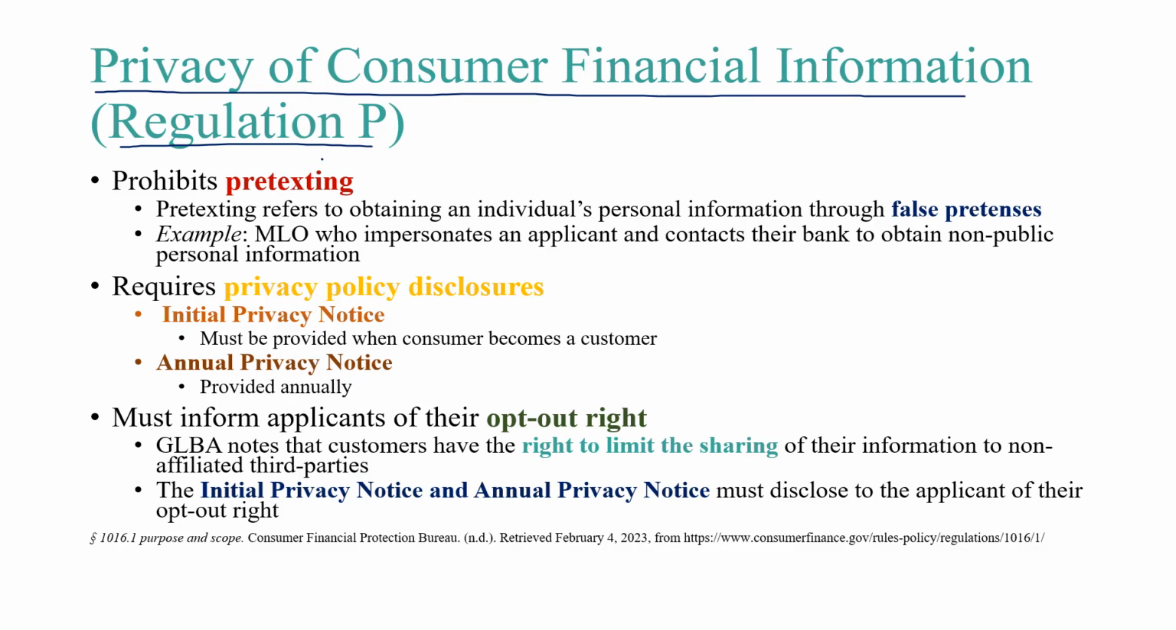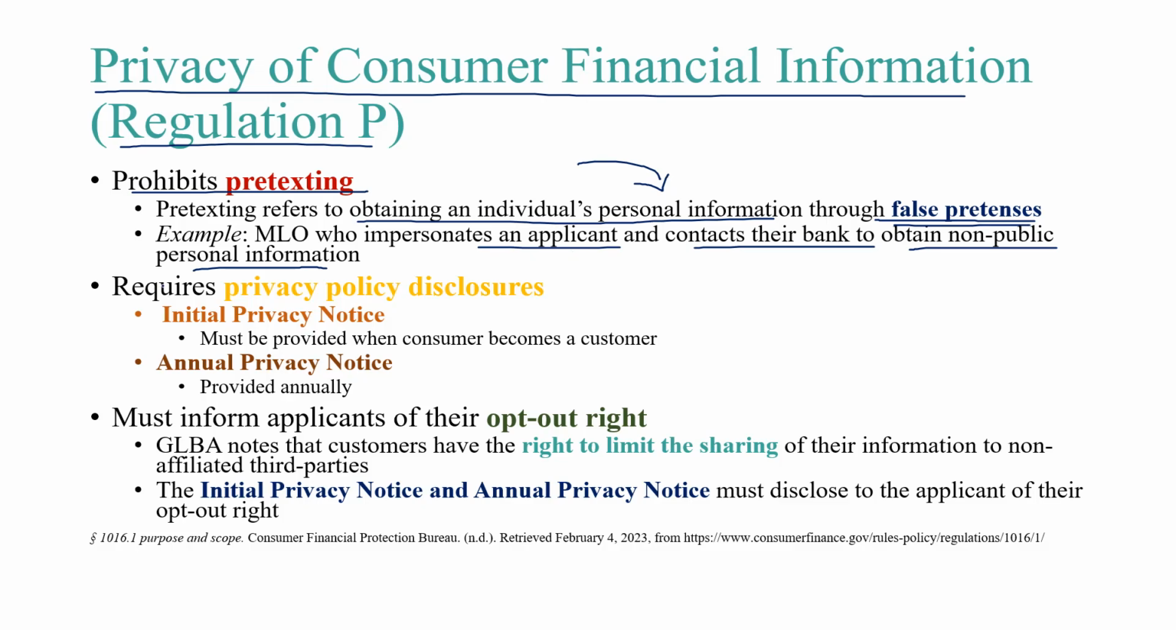Now this regulation, Regulation P, does three things. The first of which is that it prohibits pretexting, and pretexting refers to obtaining an individual's personal information through false pretenses. So let's do an example of that. An MLO who impersonates an applicant and contacts their bank to obtain non-public personal information would be an example of pretexting. This is obtaining individuals' personal information through false pretenses.